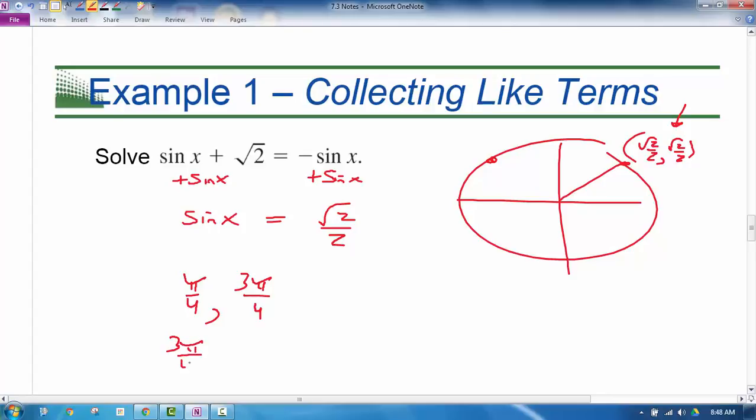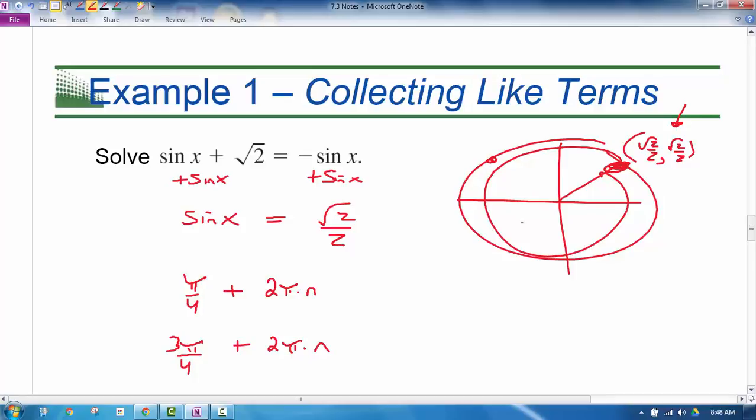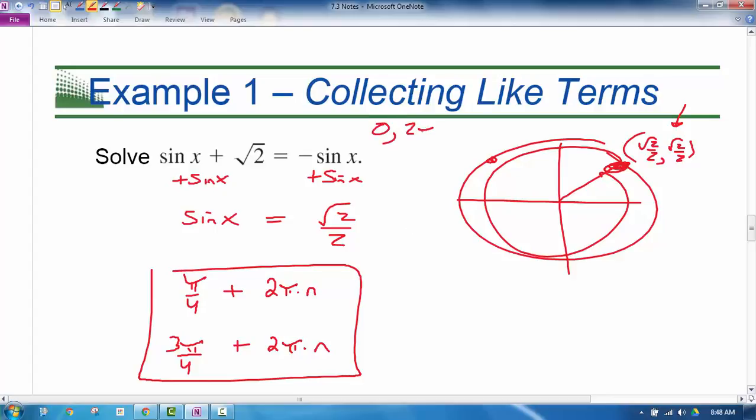Now let me write these separate because these are the two solutions, but we want to be able to add any multiple of 2 pi. So I'm going to write plus 2 pi n to both of these because that way, as we go around the circle, we can include that point again. If we go around back to this point, that's another solution. So there's an infinite number of solutions, and this is all of the solutions. Now sometimes I'm going to say, just give me the solutions in the interval from 0 to 2 pi, in which case, then, we wouldn't need this part here. We just need these two.